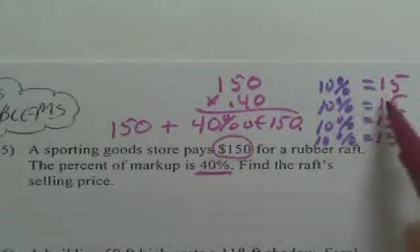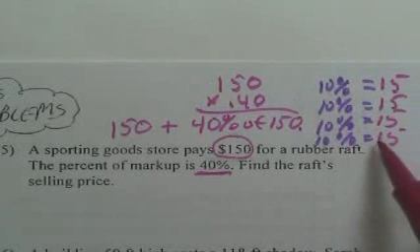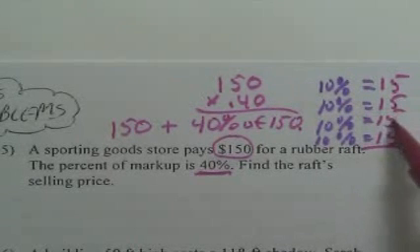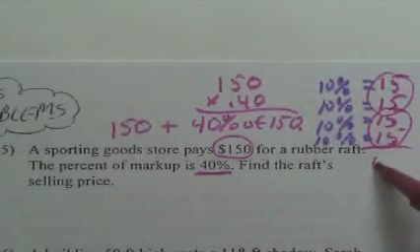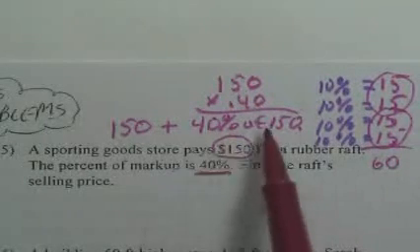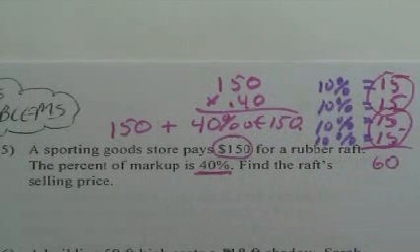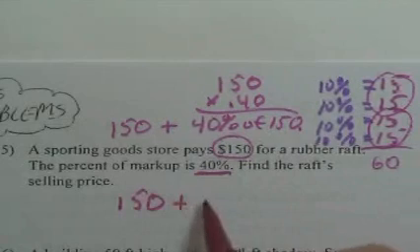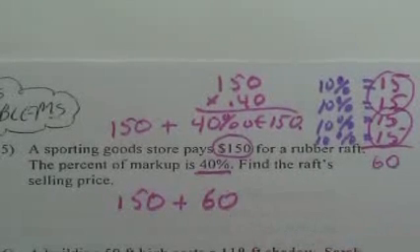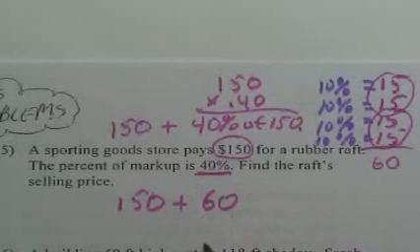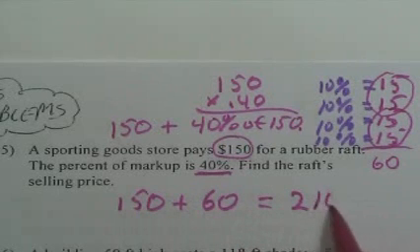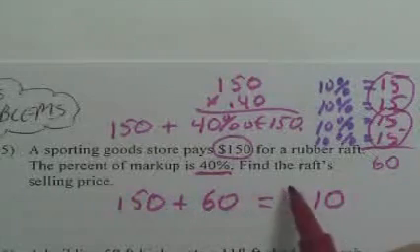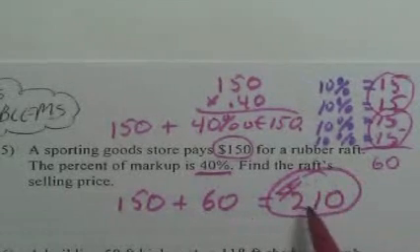Right? 10% is 15. So 10%, 10%, 10%, 10%. That's 40%. 15, 15, 15, and 15 is, see, that's 30 and 30. That makes 60. So 40% of 150 is $60. So I'm going to have 150 plus 60, because that's our markup. That's 40% of 150. So what's 150 and 60? It's 210. So the selling price is $210.